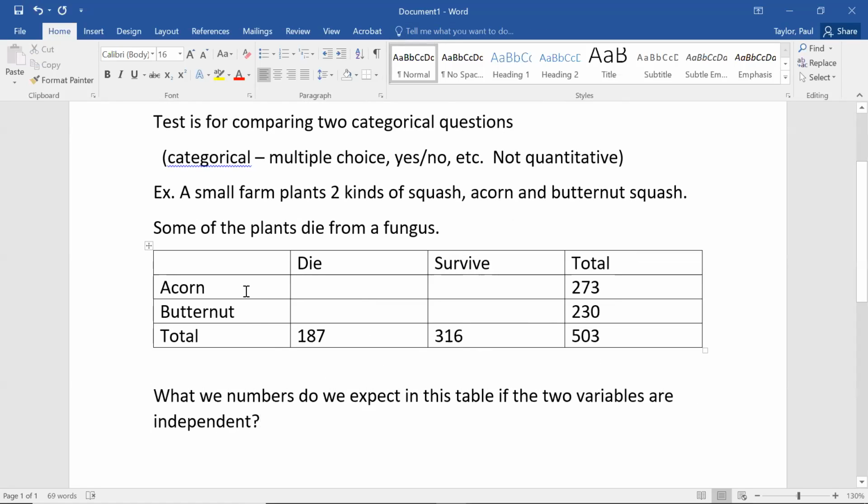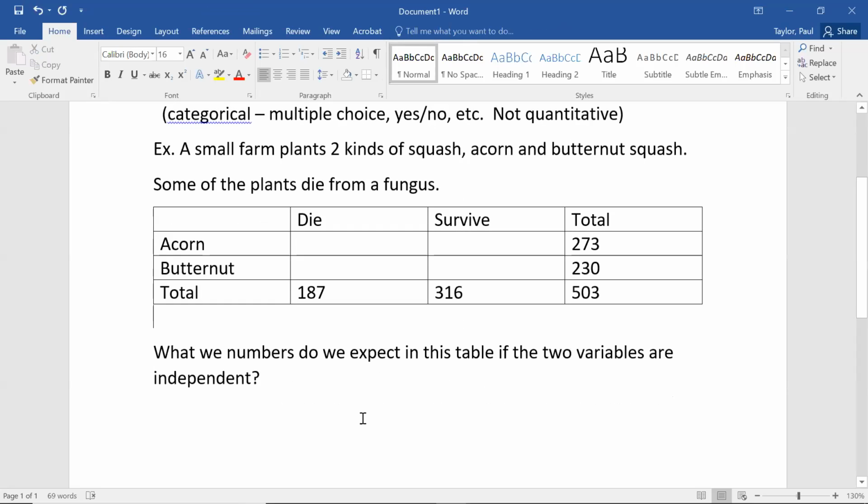Okay, so we have 2 variables. Each squash plant is either acorn or butternut. That's the first thing that we would record for a particular squash plant. And they either died from the fungus or survived the fungus. That's the second piece of information we record. So those are the 2 variables. What kind of squash are you? Did you survive the fungus? If these 2 variables are independent, it means that it doesn't matter what type of squash you are, you sort of had an equal chance of surviving the fungus. If they're not independent, then one of the varieties of squash would be more resistant to the fungus and the other would be more vulnerable.